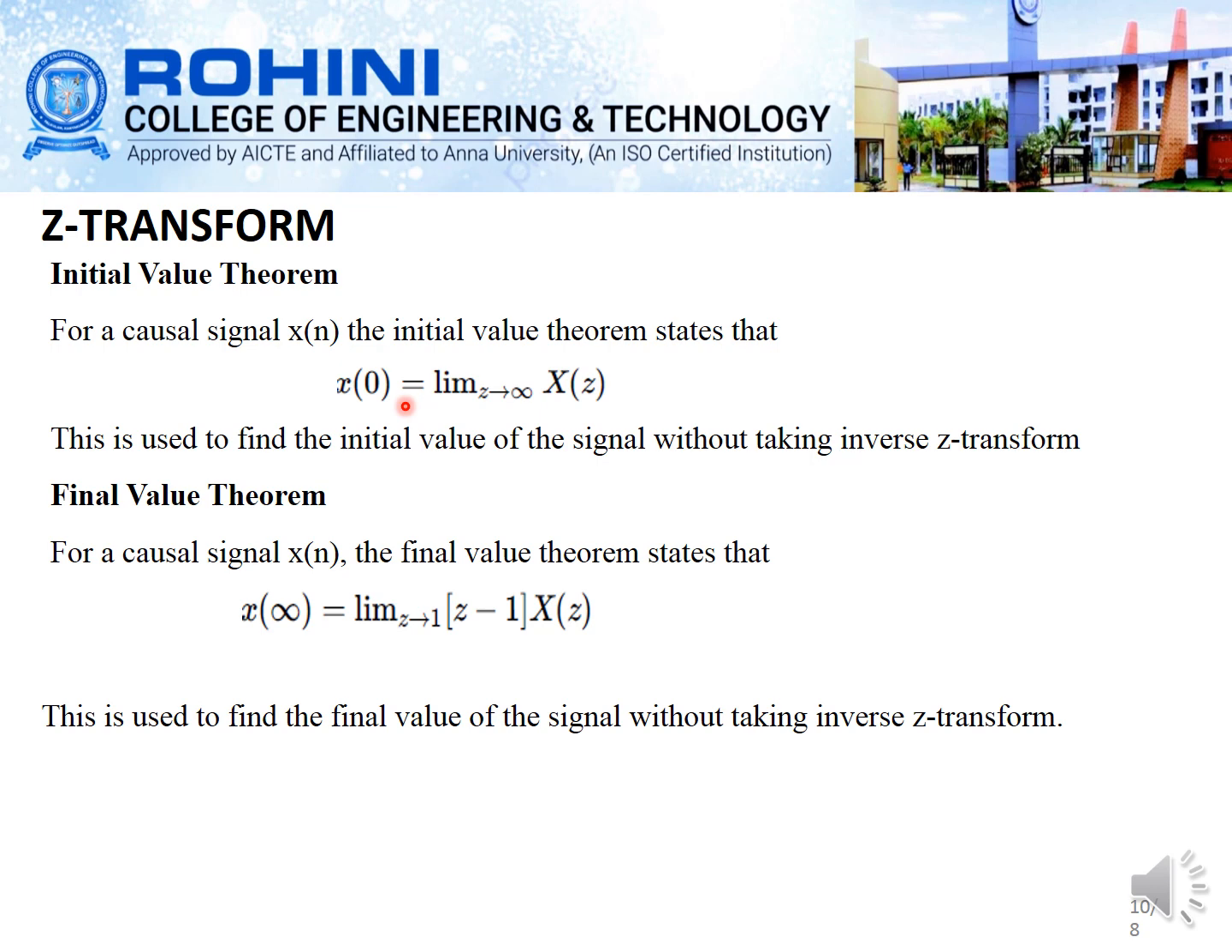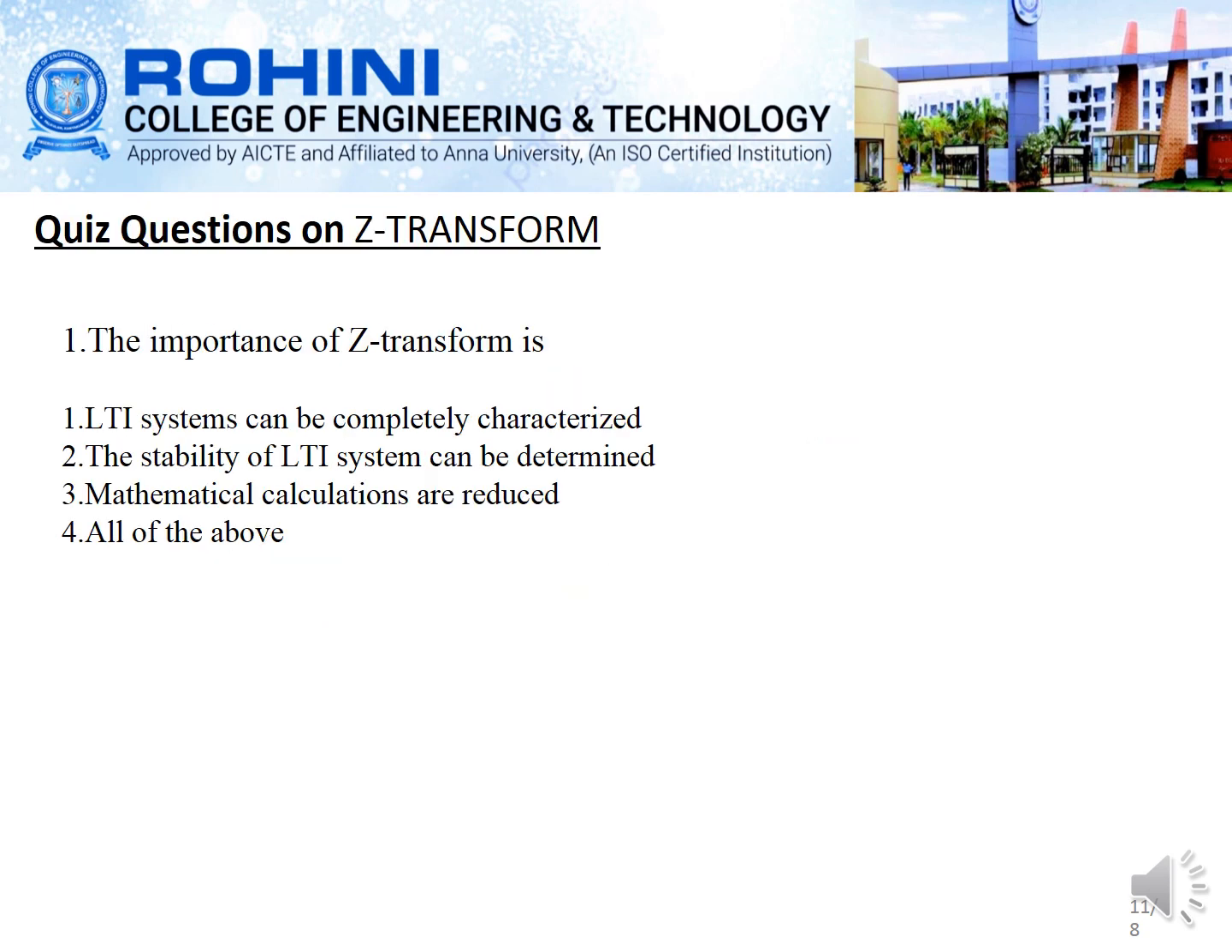And the final value theorem for a causal signal x of n: the final value theorem states that x of infinity equals limit z tends to 1 of z minus 1 into X of z. This is used to find the final value of a signal without taking the inverse Z transform. These are some of the possible quiz questions on the Z transform.